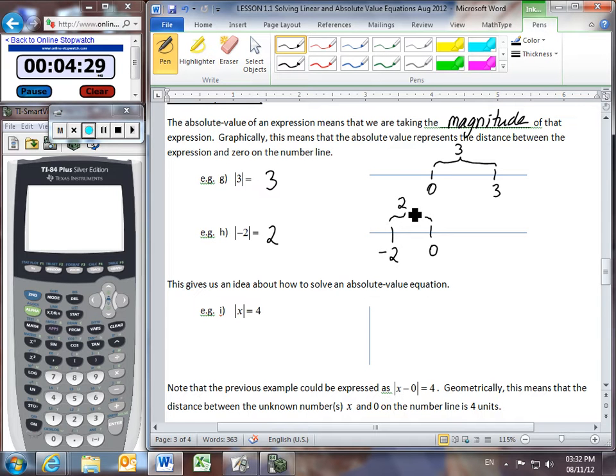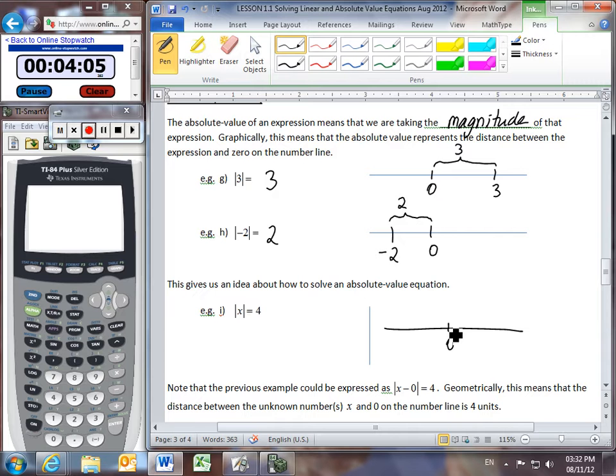Well, that will help us figure out how to solve a problem like this. The absolute value of x is equal to 4. That's like saying the distance between x and 0 is equal to 4. So maybe I should just draw a quick picture of this. The distance between our mysterious value x and 0 is 4 units.